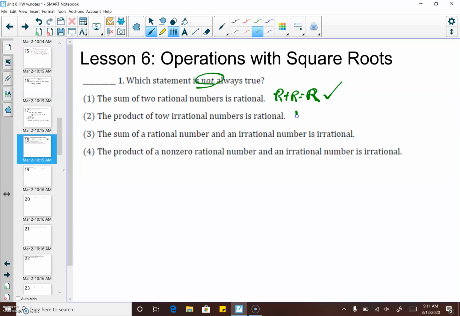The product of two irrational numbers is rational. Well, we didn't talk too much about two i's, but let's hold off for a second. The sum of a rational and an irrational is irrational. Well, anytime you got one of each, the answer is always I. And the product of a non-zero rational and an irrational is irrational. And that's the same rule right there. So we know those three are true, which means the only one that's not always true is number 2. Sometimes the product of two irrationals is irrational, but sometimes it's not.